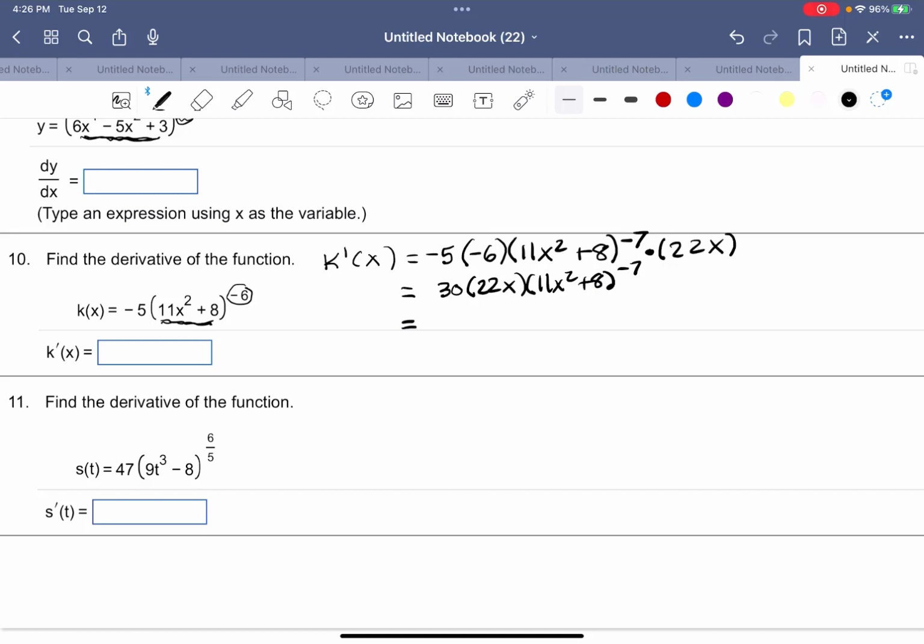And then I'll go ahead and multiply 30 times 22. It's 660x, and then since that's a negative exponent, I'll put that base in the denominator and make the exponent positive. You have to remember to tack on the derivative of the inside. That's what we're doing. We're adding a link to our chain, which is the derivative of the inside.